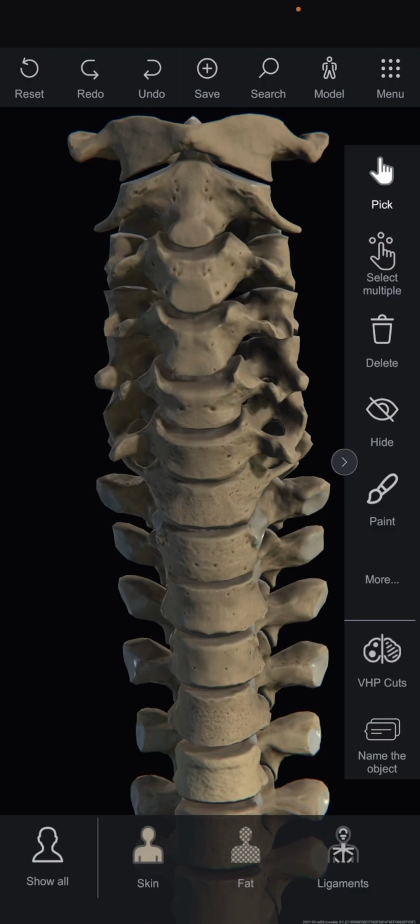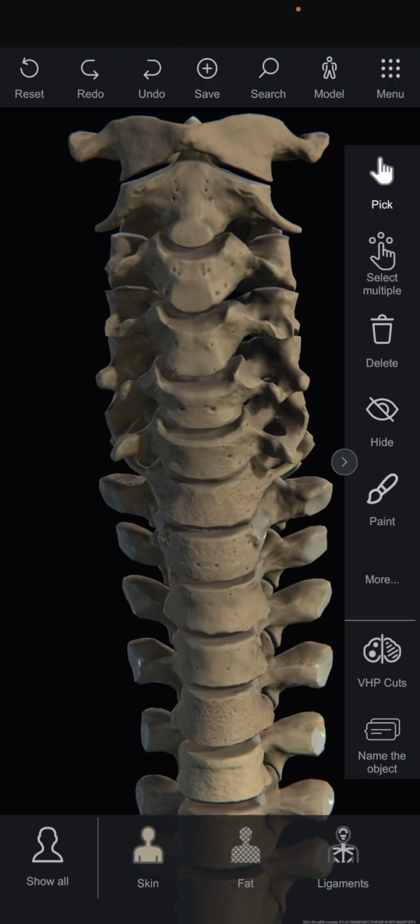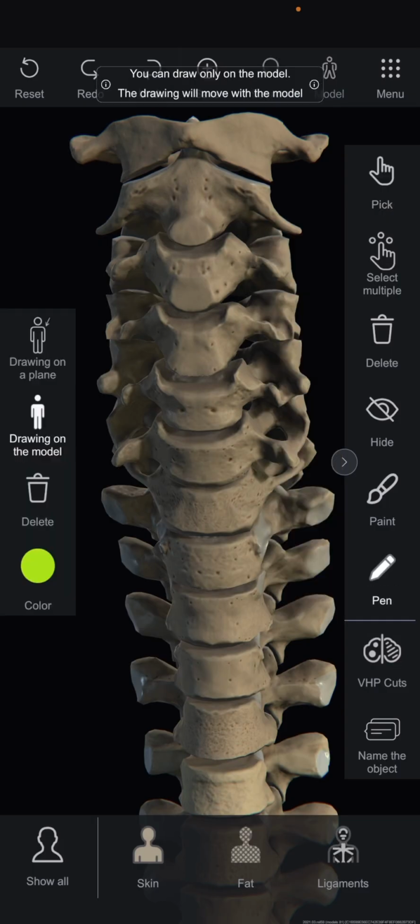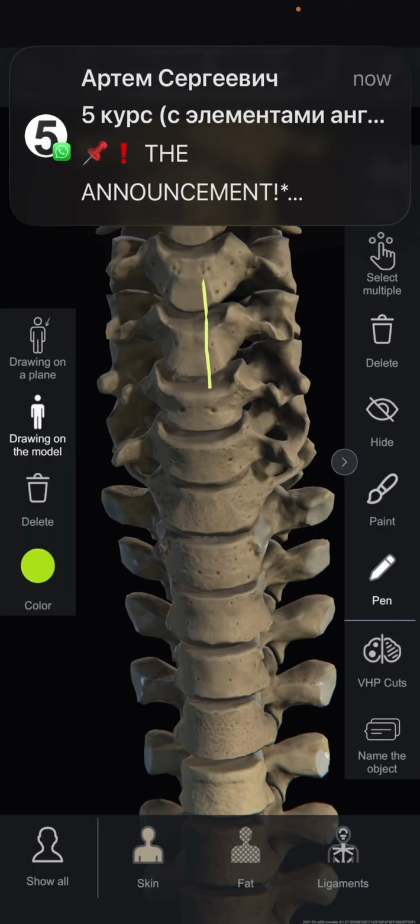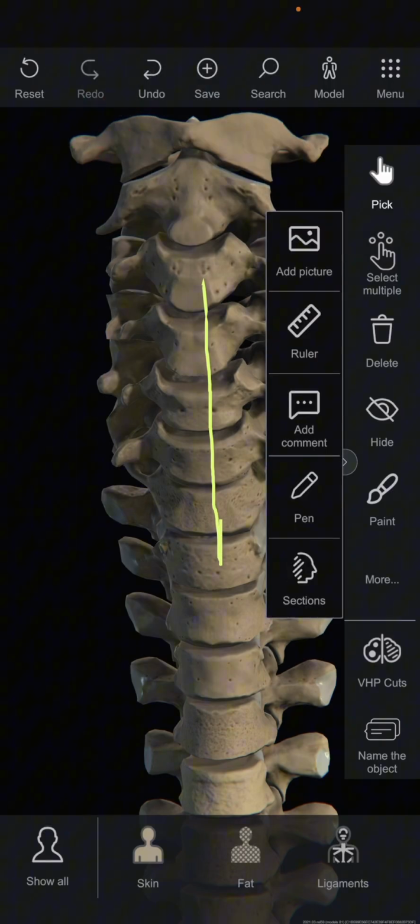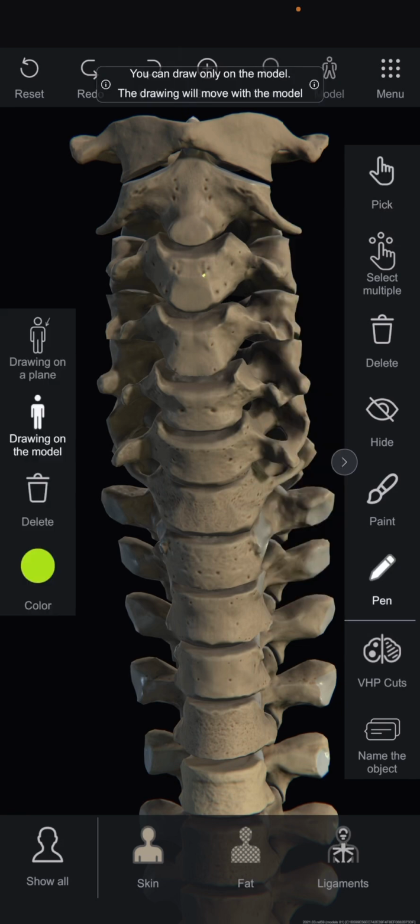But remember, the cervical vertebrae from C3 to C6 have the same structure. But what do they have that is different from the other vertebrae? They have bifurcation. Now from here we can see 1, 2, 3, 4, 5, 6. These are the cervical vertebrae from C3 to C6.